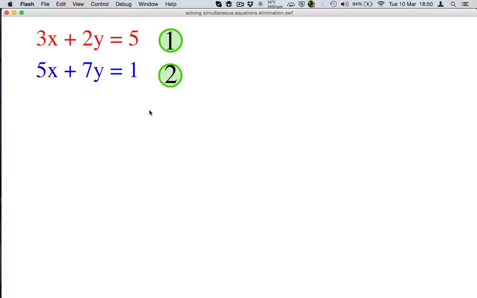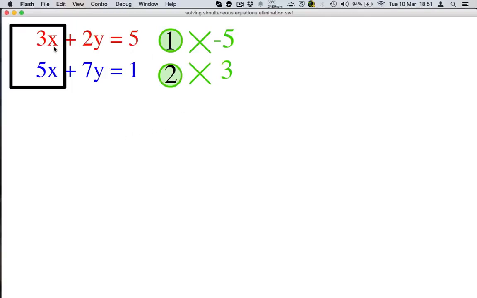So let's eliminate x. We can see here the number in front of the blue x is 5. So that means we must multiply the first equation by 5. But we're going to multiply it by negative 5. That way, it gives us a negative value in front of the x. When we multiply the blue equation, we look at the red equation and see what's in front of the x, and we see the 3. So that means we're going to multiply the blue equation by 3.